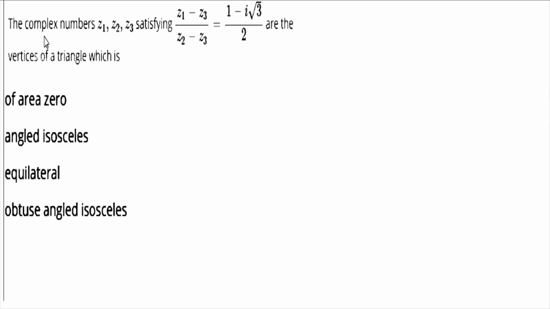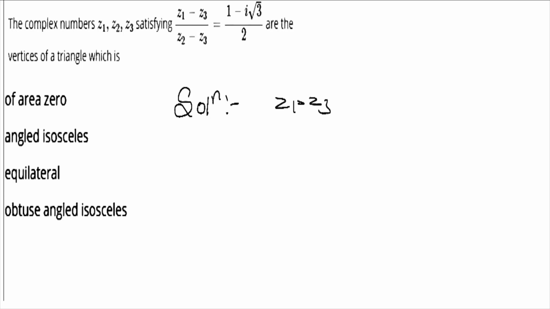Hello children, the complex numbers z1, z2, z3 satisfying (z1 - z3)/(z2 - z3) = (1 - i√3)/2 are the vertices of a triangle which is of area 0, right-angled isosceles, equilateral triangle, or obtuse-angled isosceles triangle. So which of these is the given triangle? Okay, I'll note it down now. So what is given?